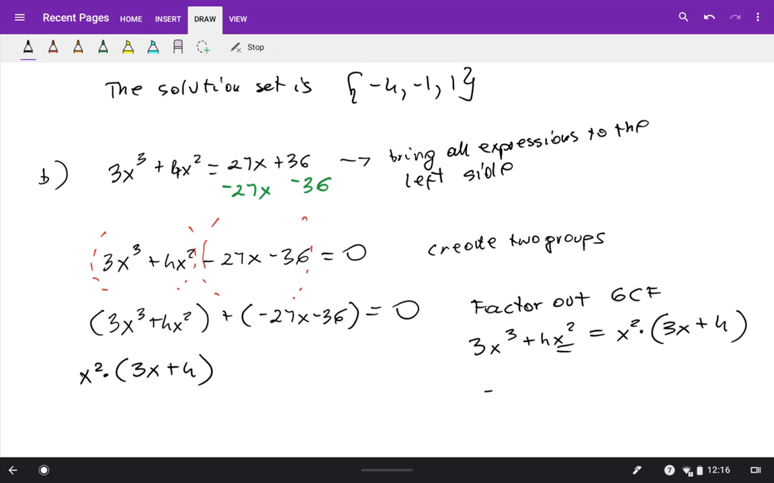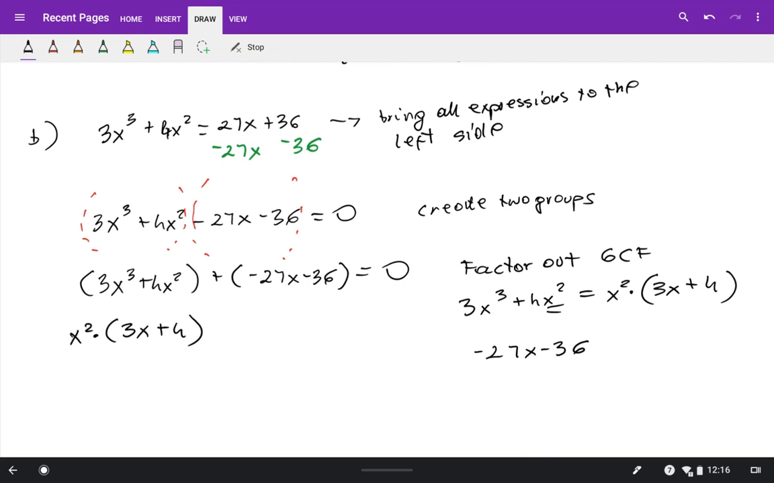And from the second group, which is -27x - 36, the idea is if both expressions are negative, you always factor out a negative. And the GCF of 27 and 36 is 9, so I factor out -9, and that will give you 3x + 4. So I'm going to rewrite that as -9 times (3x + 4). And when you're solving these types of problems by grouping, you should end up with the same expression in each parenthesis.